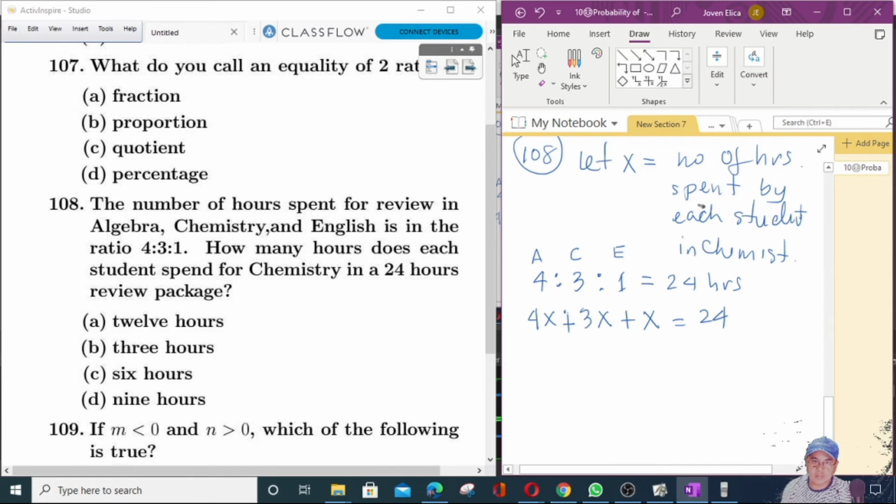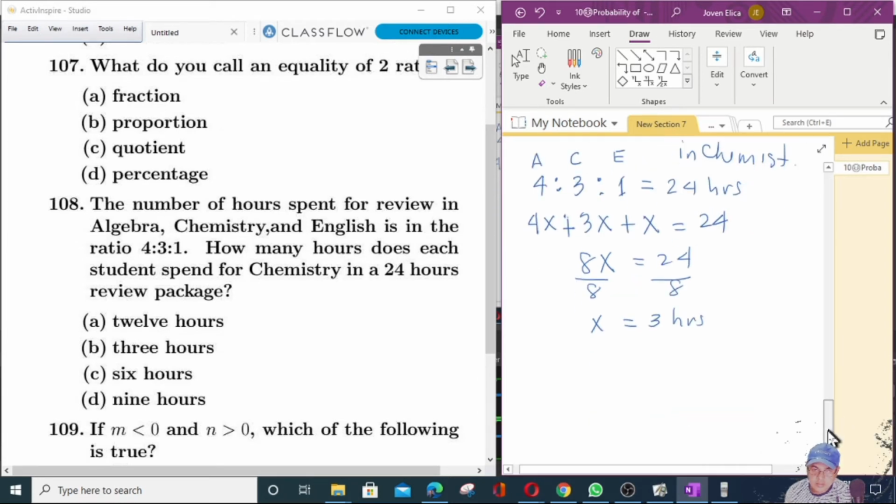So to get the number of hours only for chemistry, we will get the sum. This is 8x equals 24. So we will be able to get the value of x, the number of hours spent by each student in chemistry in 24 hours. So divide both sides by 8. X is equal to 3 hours.